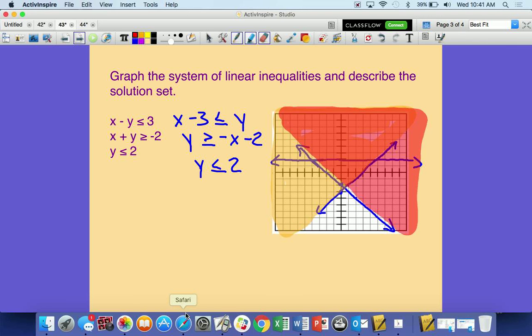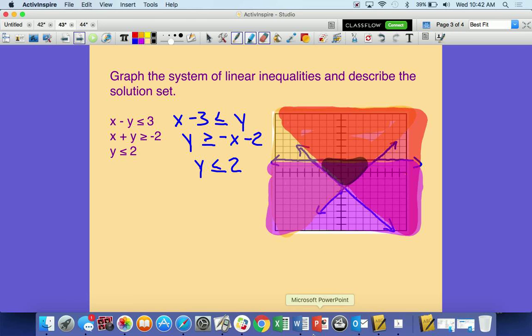Well, we still got this third one to go. Y is less than 2. Well, that's going to be everything below. So if we shade all of that in, then hopefully this works. We can see everything here. Where is the shaded region where all three of them overlap? Well, that's going to be right in this area right here, this triangle right in the middle.